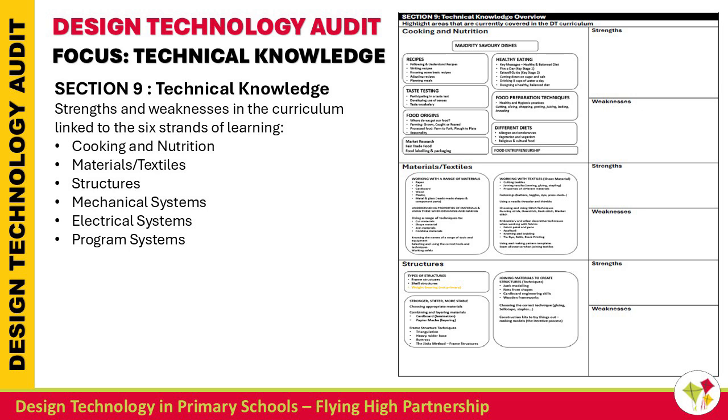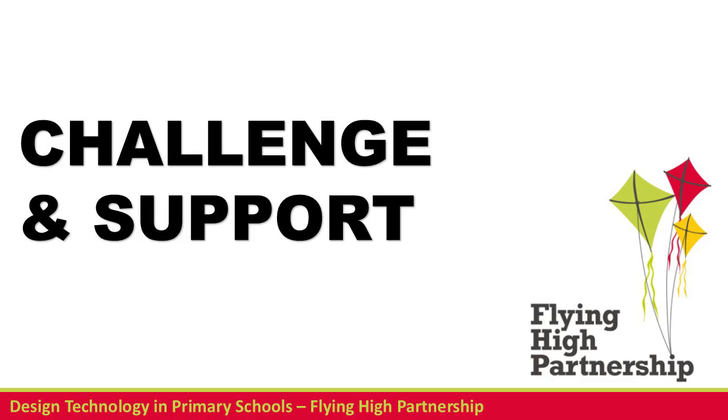Section 9 of the curriculum audit covers the technical knowledge linked to the strands of learning in DT. Some children will demonstrate a high level of understanding and ability in design technology, whilst others may struggle in the subject or aspects of the subject. All should be supported to ensure that they all achieve the designated learning outcomes for each project. In this short section, we provide some generic challenge and support strategies that can be used to support teaching and learning across the design technology curriculum.